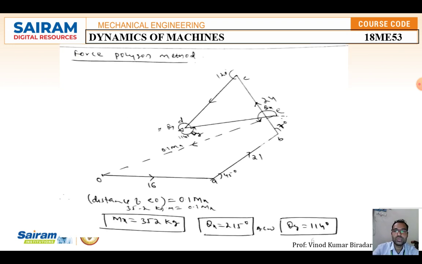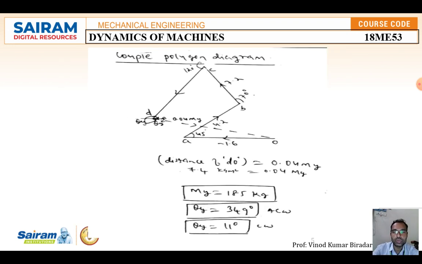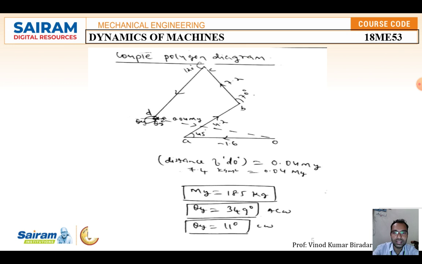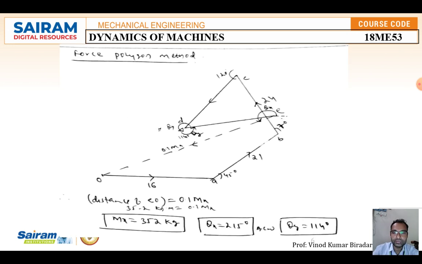Similarly, you find the force polygon diagram also. Same diagram: the force polygon diagram means you take the values of centrifugal force, that is the fourth column. 0 to A is 16. Take 0 to A, put one mark anywhere on the graph sheet, and draw a horizontal line with a length of 16. Again at point A to B, measure an angle of 45 degrees and a length of 21, cut one arc, and you are going to get a new point, that is point B.